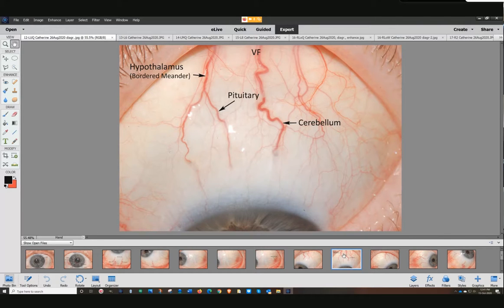And notice what's going on with the hypothalamus. There's a bordered meander there. Okay, so that's a blood pressure situation. See that there's the pituitary. Remember TSH, thyroid stimulating hormone, which involves the pituitary. And you see the color of that line, but the biggest color involves this cerebellum. So that's a whole other issue, and the vital force is where it starts, right?